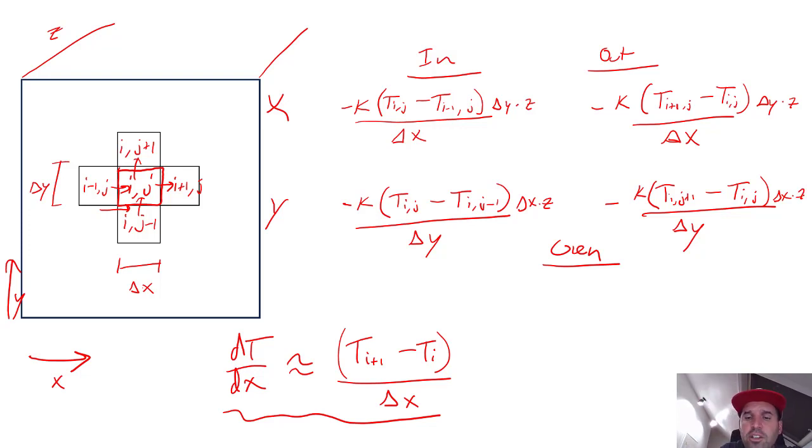So our generation could still be happening in this problem, so let's just define a generation term that looks like this. Q dot, this would be volumetric generation. Q dot would have units of watts per cubic meter. So we need to multiply Q dot by the total volume of our control volume. And so that would be times delta X times delta Y and then times Z.